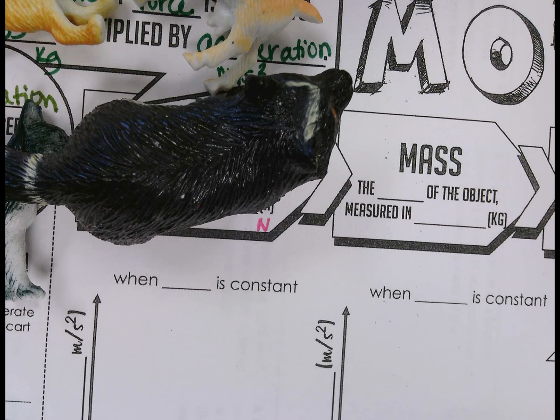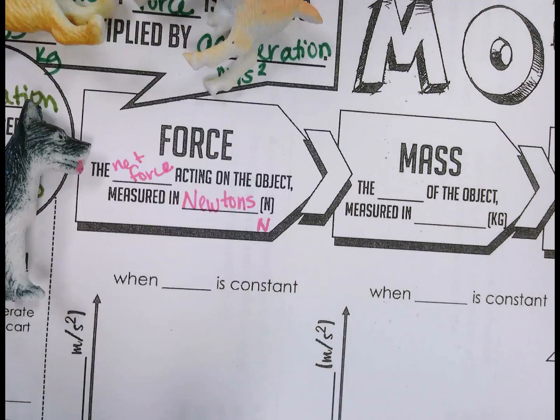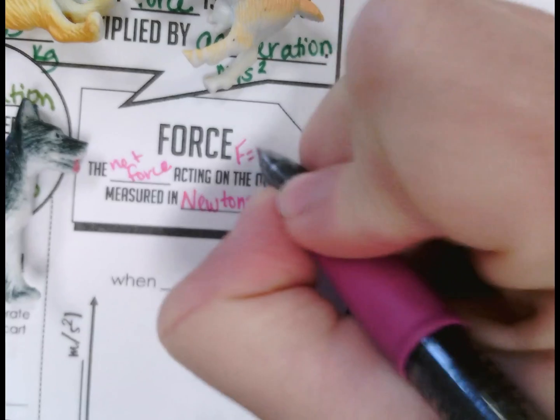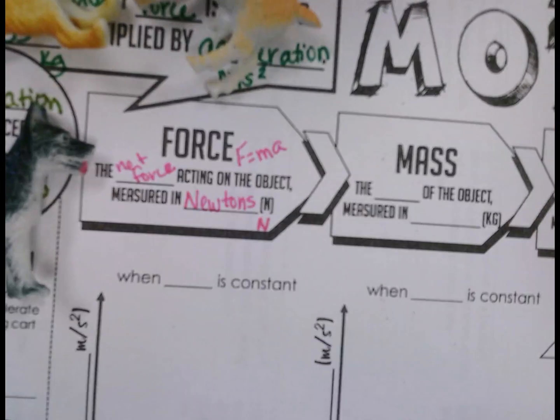Oh, I forgot to put this on here. To solve for it, F equals M times A. Okay, so F equals m a.